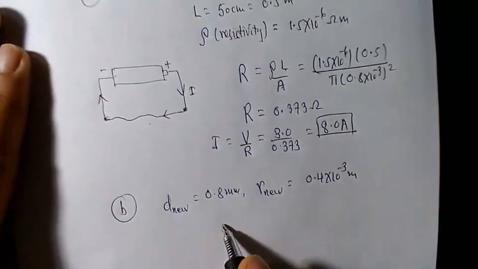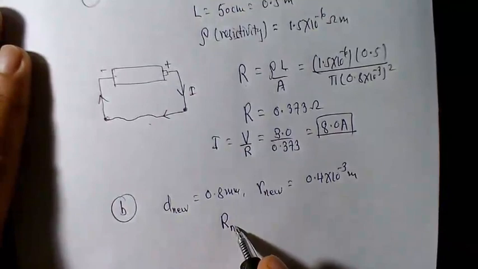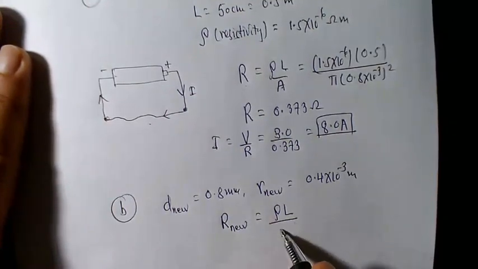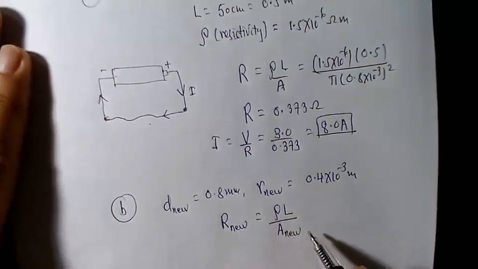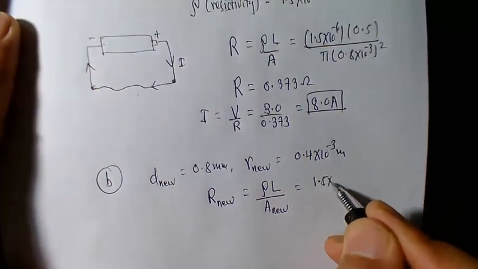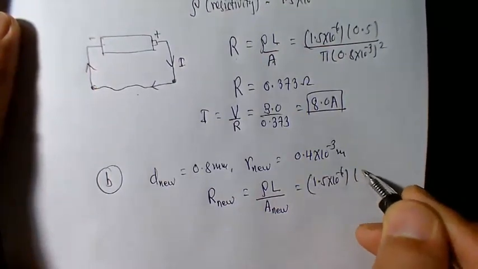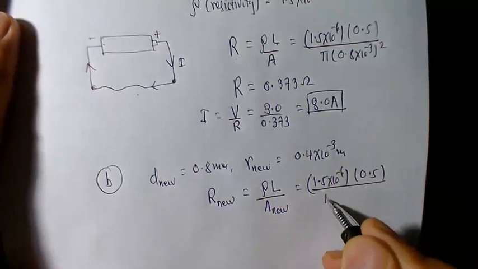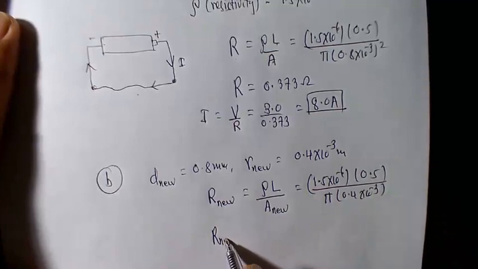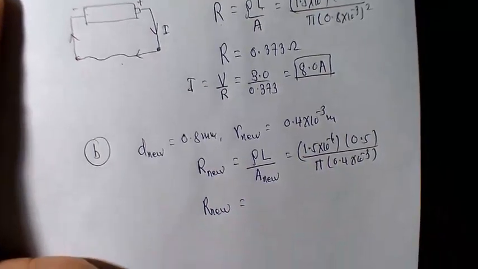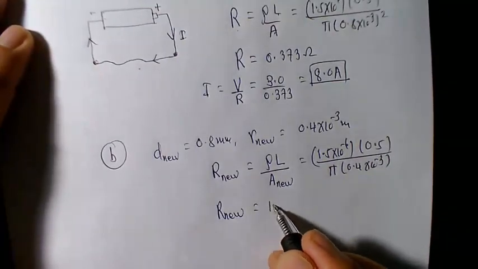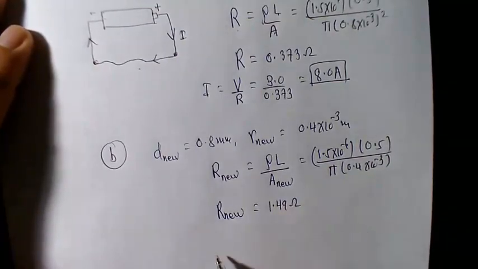So what's the new resistance? It will definitely change the resistance. So the new resistance will be rho L over A. L is the same, right? But the area of cross section will be new because you changed the diameter. So rho is the same, which is the resistivity, 1.5 times 10 to the negative 6. Length is the same, but area will be different: pi times 0.4 times 10 to the negative 3, squared, right? So the new resistance of the nichrome wire is now 1.49. It's about 1.5 ohms.